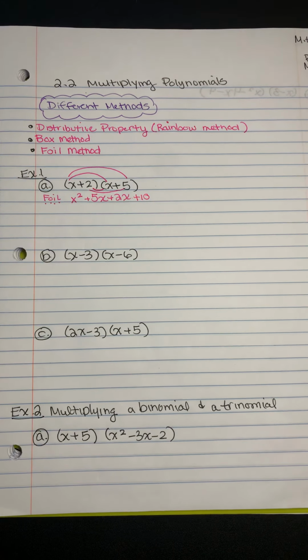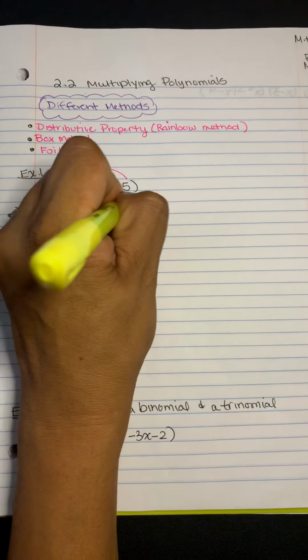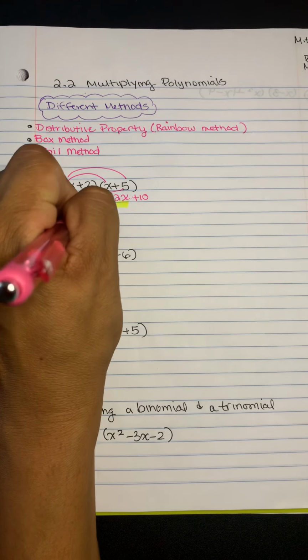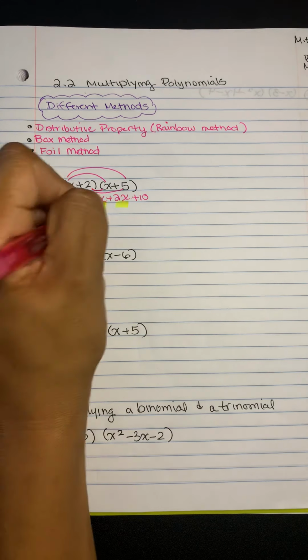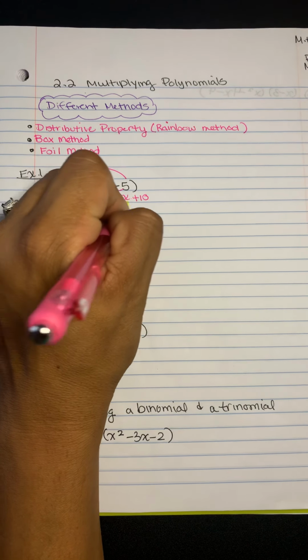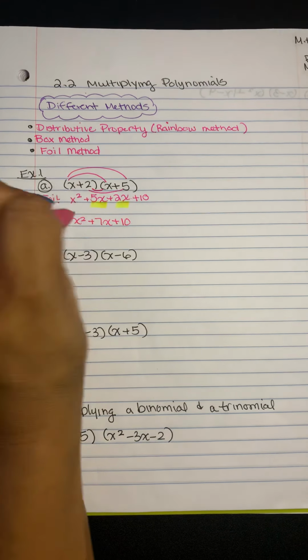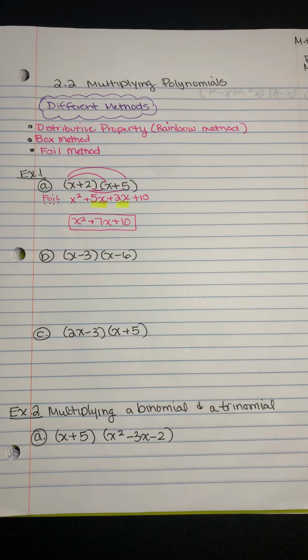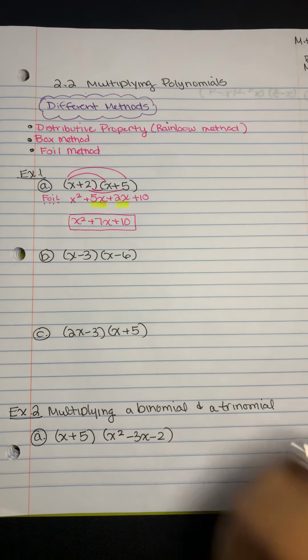Okay. Now, once you have that, students, let's go ahead and combine like terms. We have like terms, which is our middle term. 5x and 2x gives us 7x. And bring down that 10. We don't have any other like terms, so simply bring those down. Now, if you're not comfortable or you're like, I hate the FOIL method, let's turn to the box method.